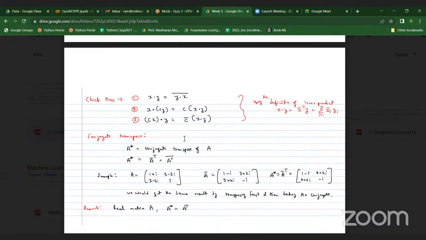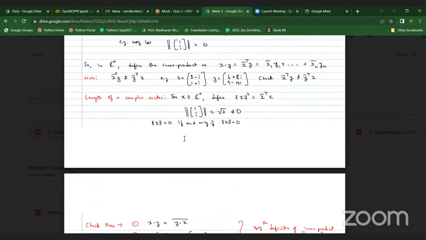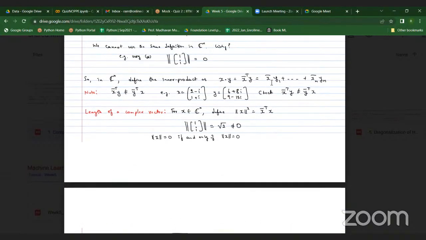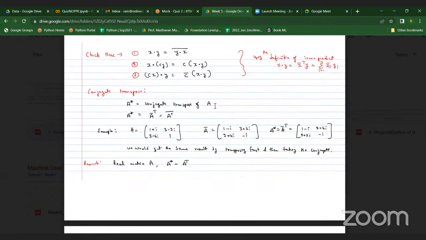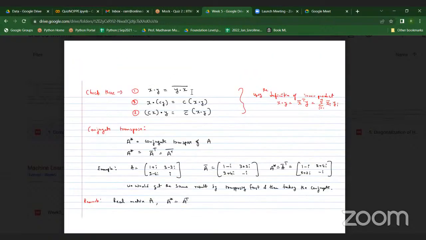Okay, we'll move forward. So since we have x1 conjugate multiplied by y1 plus xn conjugate multiplied by yn, that's x dot y, right? If you do the opposite, y dot x, it will be equal to x1 multiplied by y1 conjugate plus x2 multiplied by y2 conjugate, and so on, plus xn multiplied by yn conjugate, right? That is why you have x dot y equals the conjugate of y dot x.